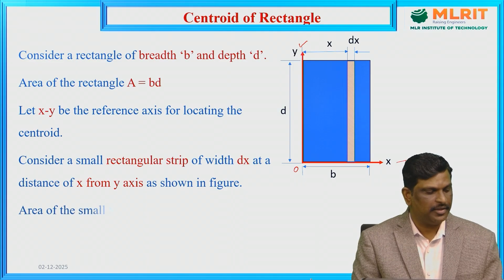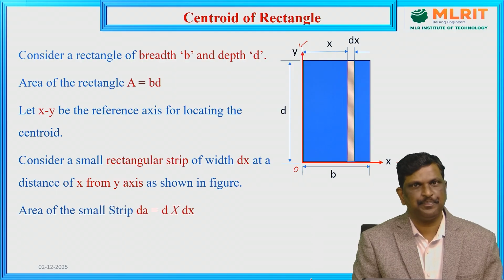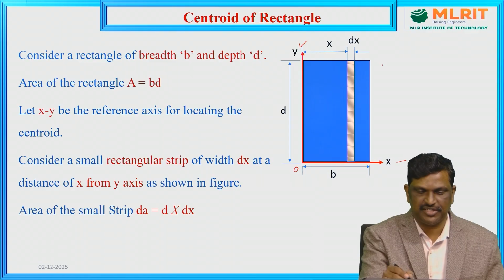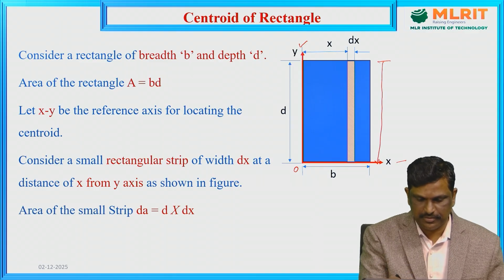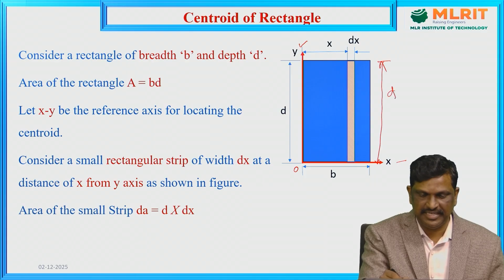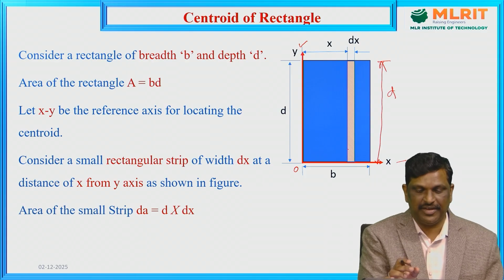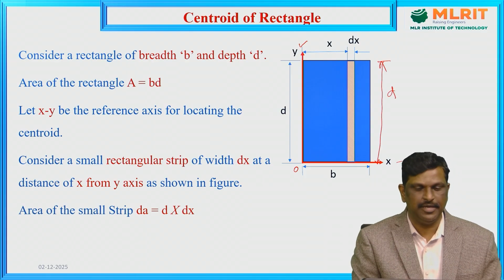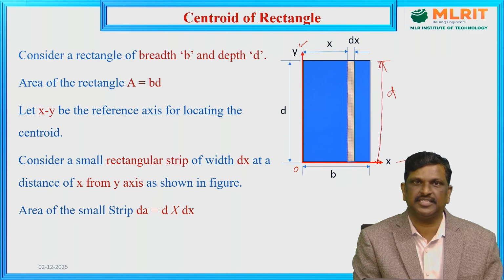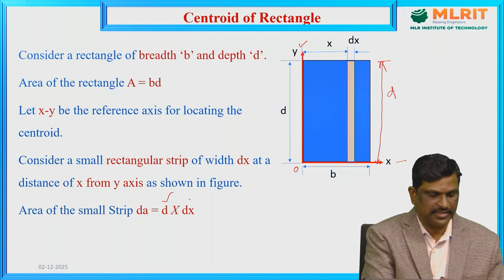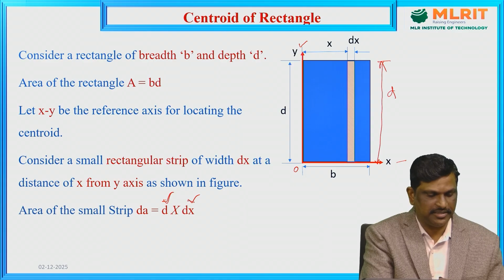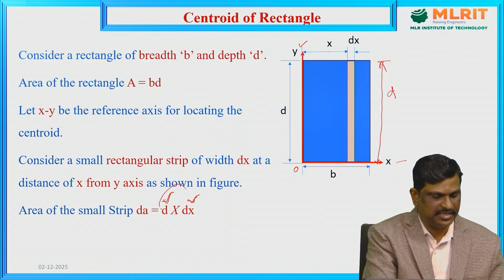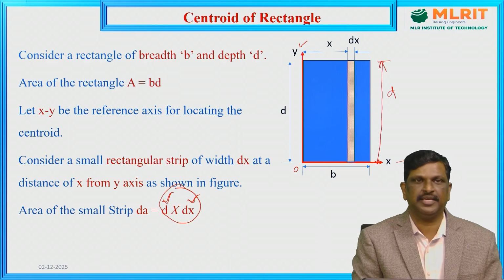Now, the area of the small strip dA is equal to d into dx. Here we haven't changed the depth. The depth of the strip is d itself, but we have considered a small portion of it whose width is dx. Therefore, d into dx, it is a rectangular strip. The height of the rectangle is d and its width is dx. The area is given as d into dx.